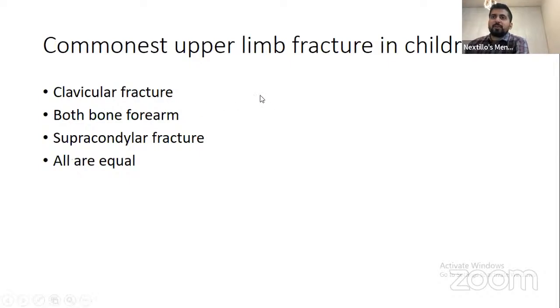Now, the commonest fracture of upper limb in children is, so the most common fracture in children in the upper limb is the clavicular fracture. So clavicular fracture is the most common fracture in the upper limb, closely followed by supracondylars, and then next we have the both bone forearm.